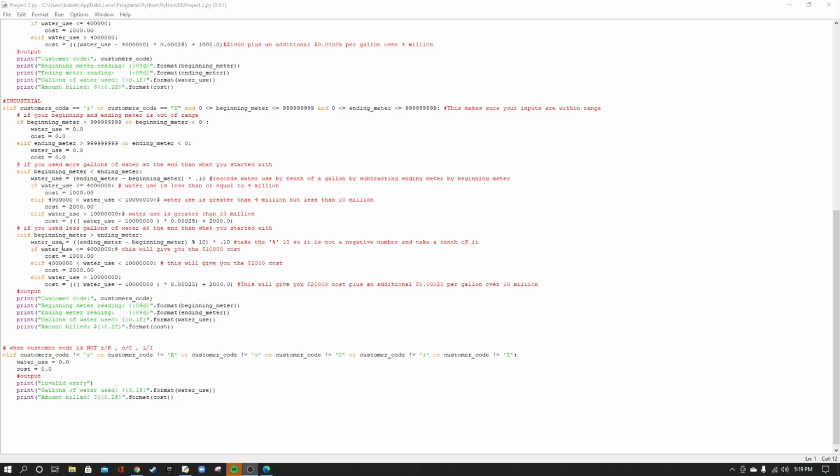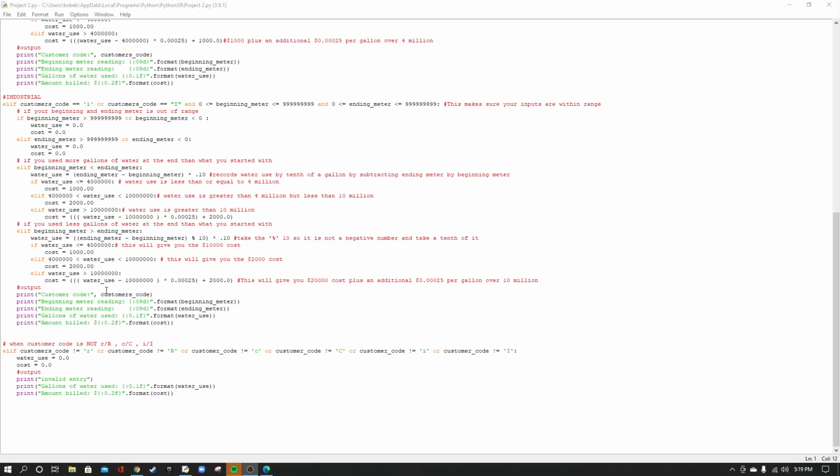And the same thing is for if the beginning meter is greater than the ending meter. And if everything is true, then it will print out the statements of the customer code, beginning meter reading, ending meter reading, gallons of water used, and amount billed. And it will stop there.